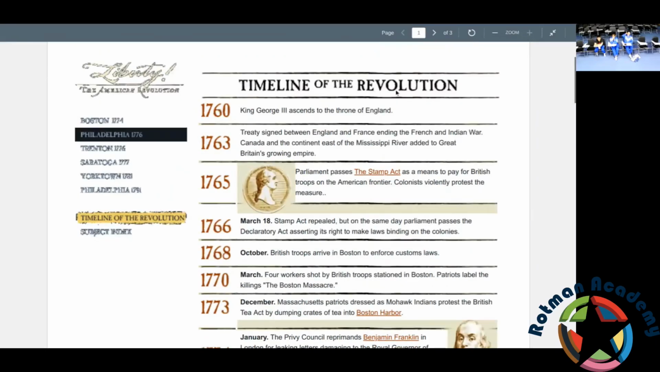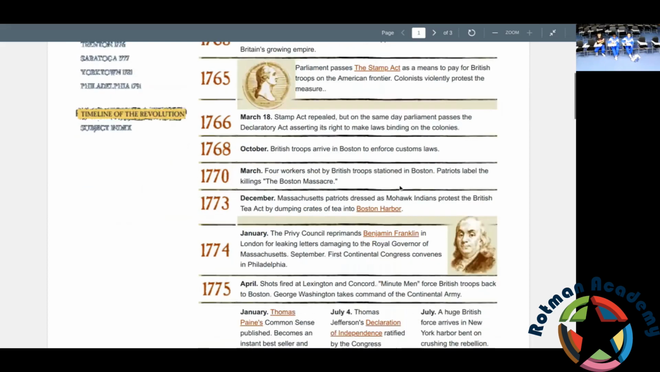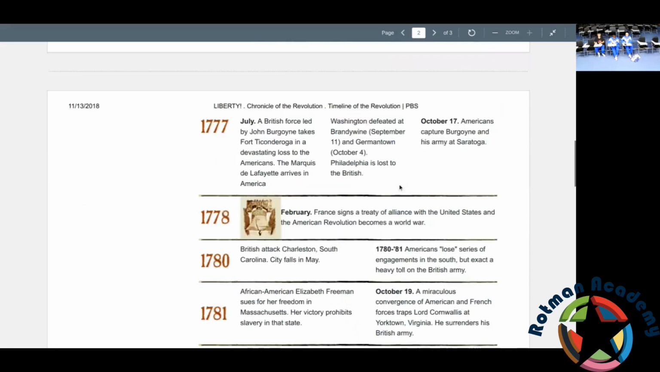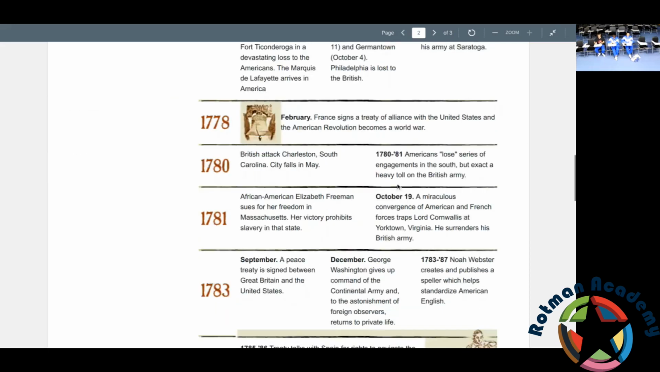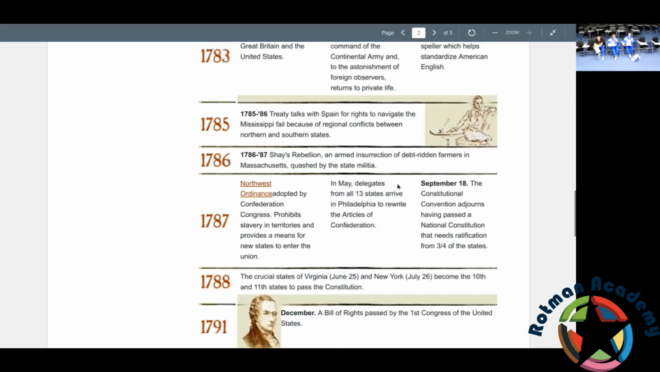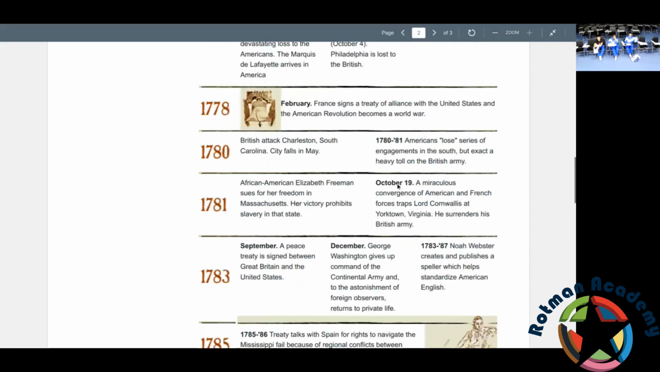Timeline of the revolution. Can we see that okay? Yeah. Okay. So this timeline just shows a lot of information and dates. Some important dates we just heard about.